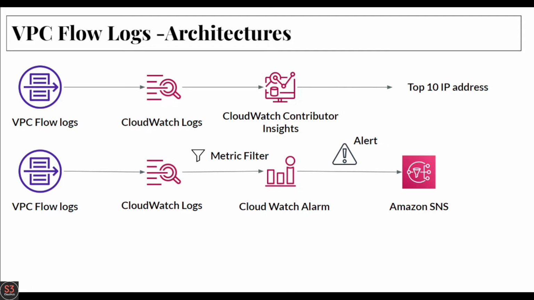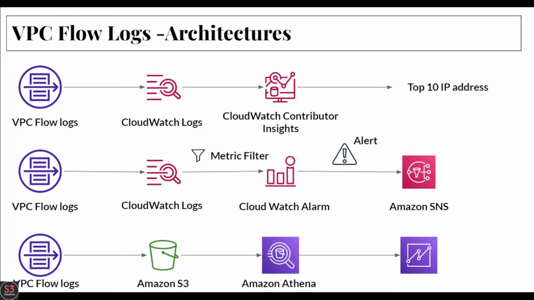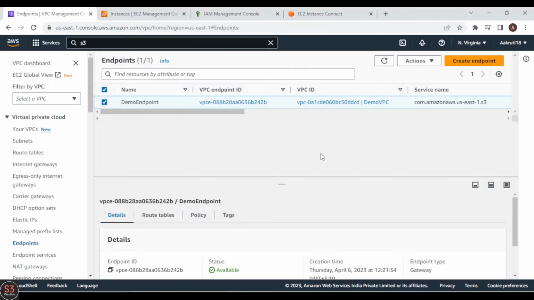So the last architecture is that we can store our VPC flow logs in our Amazon S3 bucket, and from there we can analyze the VPC flow logs with SQL using the Amazon Athena service, and we can also visualize the flow logs by using the Amazon QuickSight service. So these are the three architectures of our VPC flow logs. Now let's move on to the hands-on of the VPC flow logs. So let's go. Now let's start the demo of our flow logs.